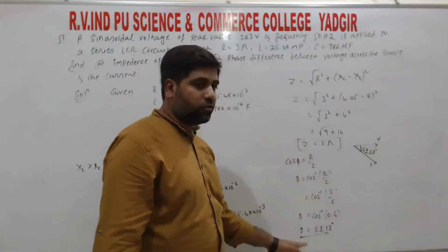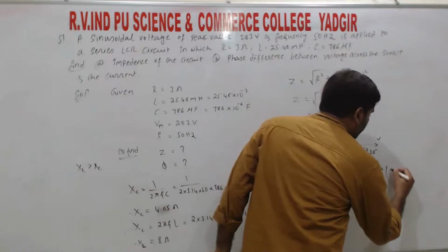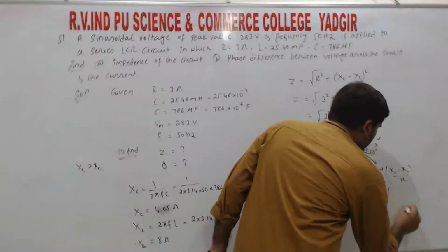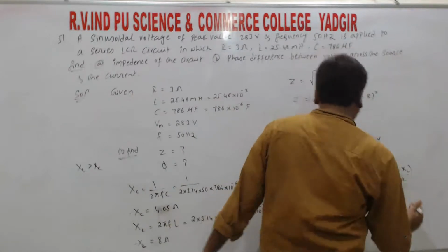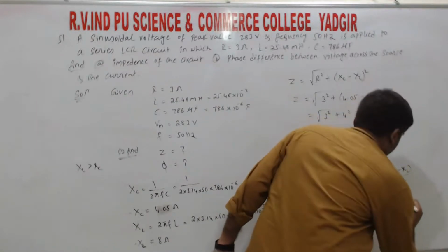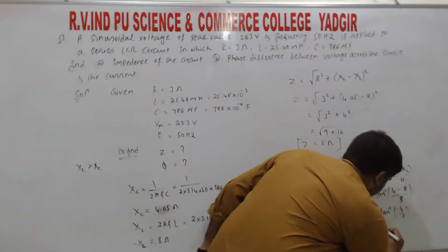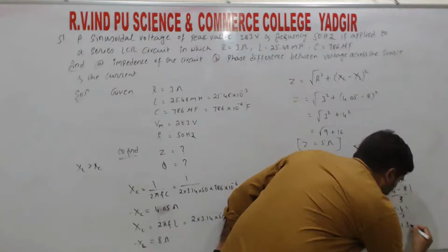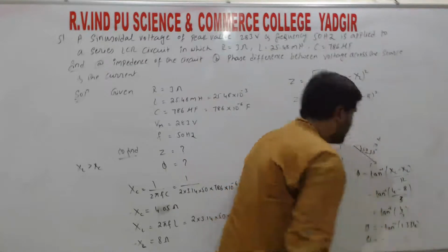Now we can also use one more formula: phi is equal to tan inverse of (XC minus XL) divided by R. So tan inverse of the XC value, that is 4.05, approximately we can take 4, divided by 3 ohm. That is tan inverse of minus 4 divided by 3, so minus tan inverse of 1.33. So phi comes out negative.